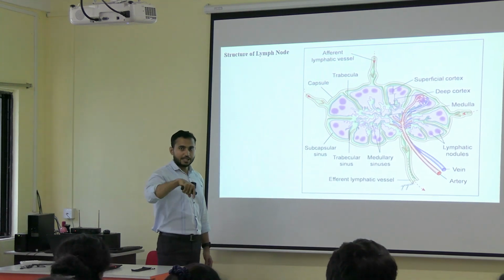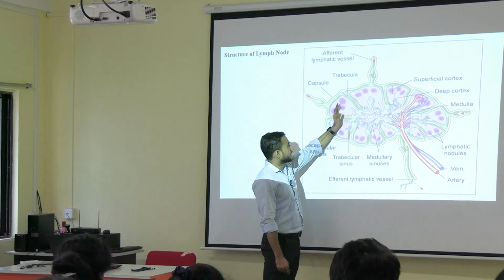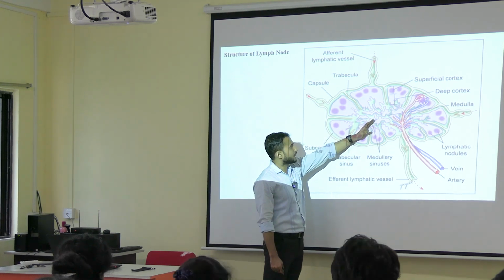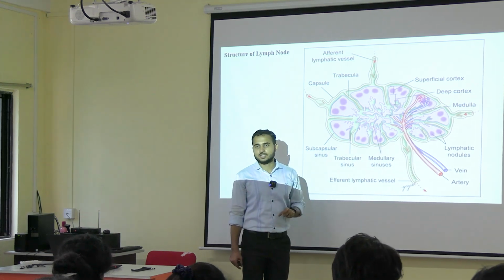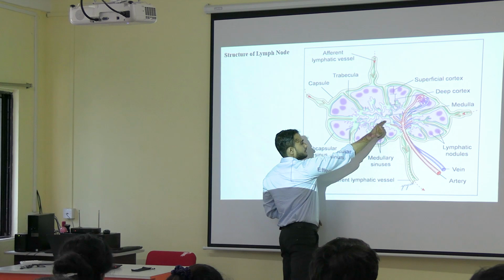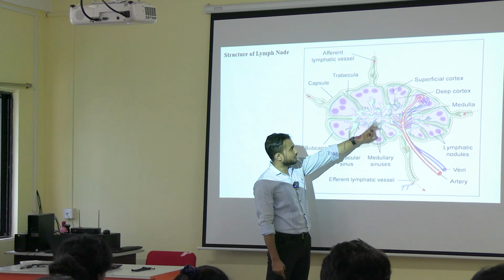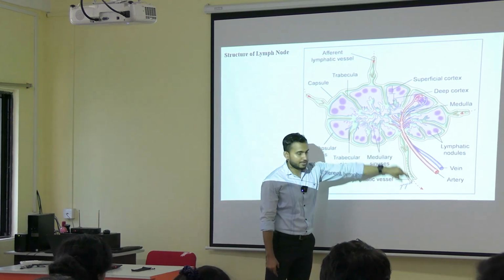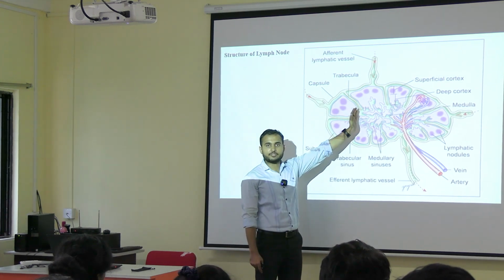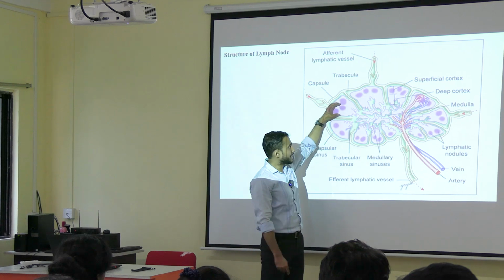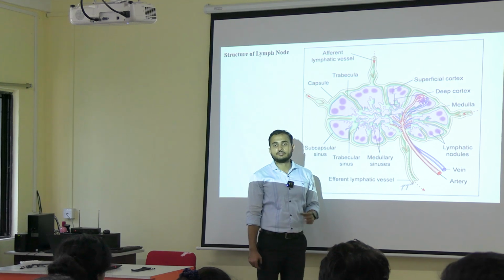Okay. Once it enters, so what it will do? First of all, it will pass through the cortex, then a paracortex, then it will come to the medulla. Once it is coming to the medulla, in the medulla, so many medullary sinuses are there. Okay, as you can see, these are the medullary sinuses. So many medullary sinuses are there. Okay, and after that, from the hilum, you can see an efferent lymphatic vessel is coming out. Okay, so lymph कहाँ से आया? Through afferent lymphatic vessel. Then it will pass through the substance of the lymph node, and then it will come out through the efferent lymphatic vessel.